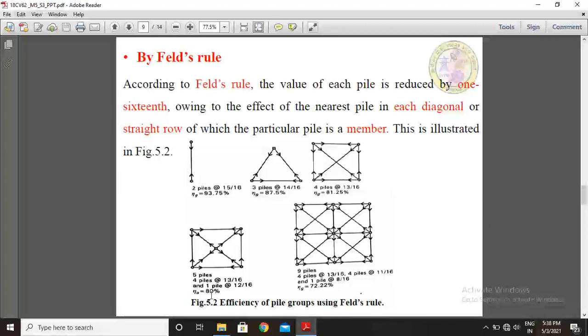So here efficiency is 80%. This is 9 piles, 3 into 3, that is 9 piles. 4 piles at 13 by 16, 4 piles at 11 by 16 and 1 pile at 8 by 16. So efficiency of the pile group is 72.22%. So this is the Feld rule to calculate pile group efficiency.